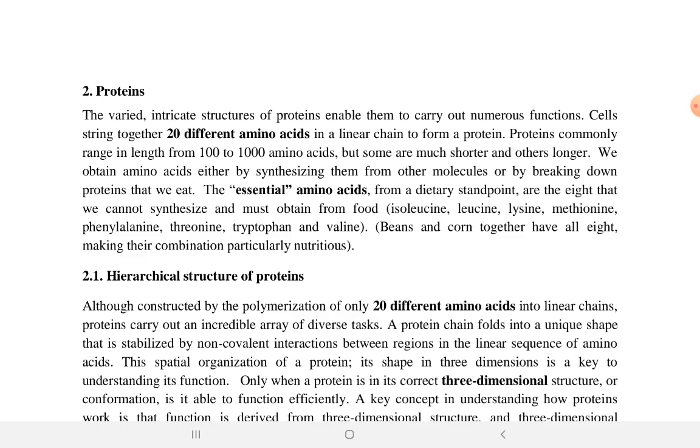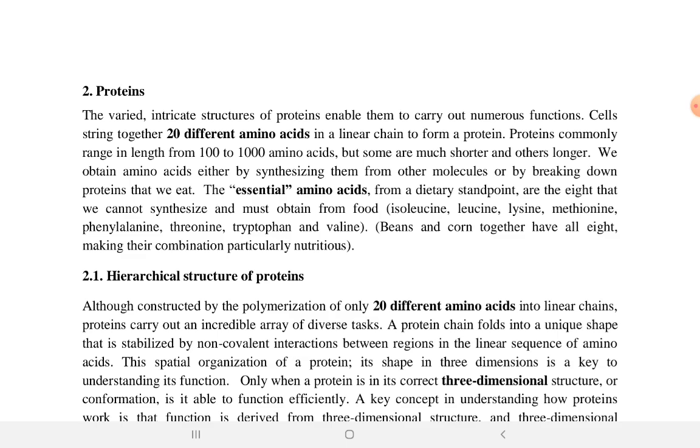So now we know that the varied and very intricate structures of protein enable them to carry out numerous functions. As usual, the cell strings together 20 different amino acids. For a protein to be a molecule, it has to consist of amino acids in a linear chain. Proteins commonly range in length from 10, 100 to 1000 amino acids. This is almost the quaternary structure of the protein. There are almost 100 or 1000 amino acids, but some are much shorter and others are larger.